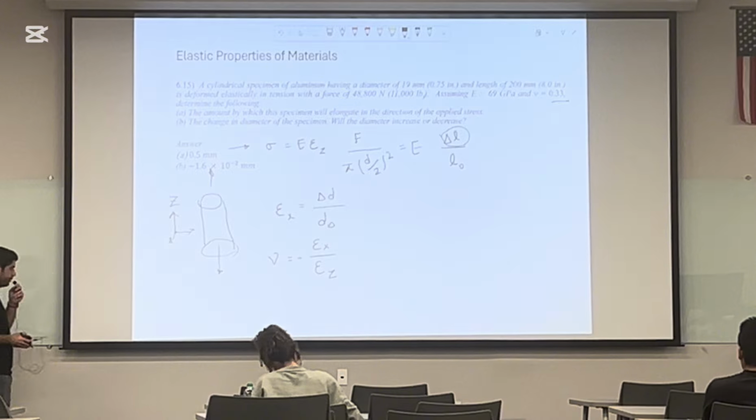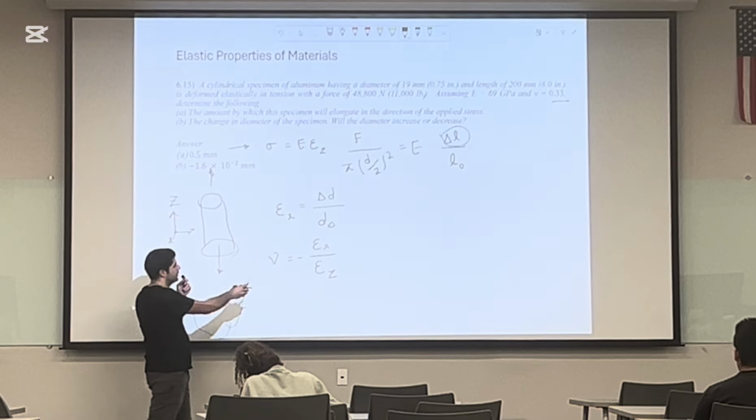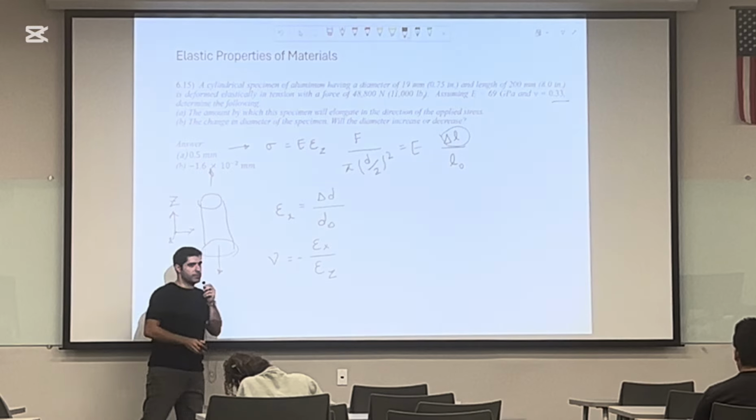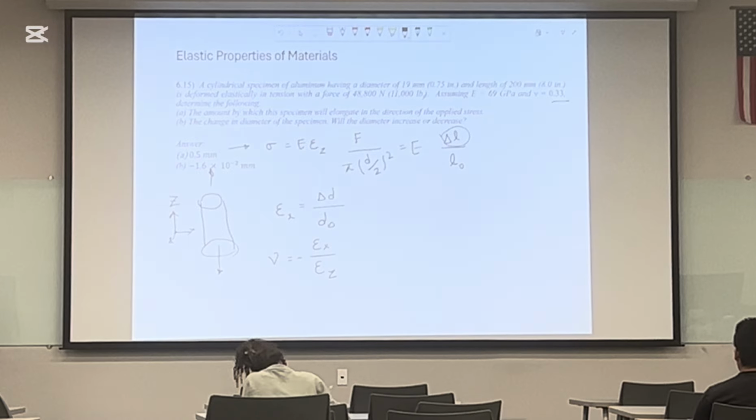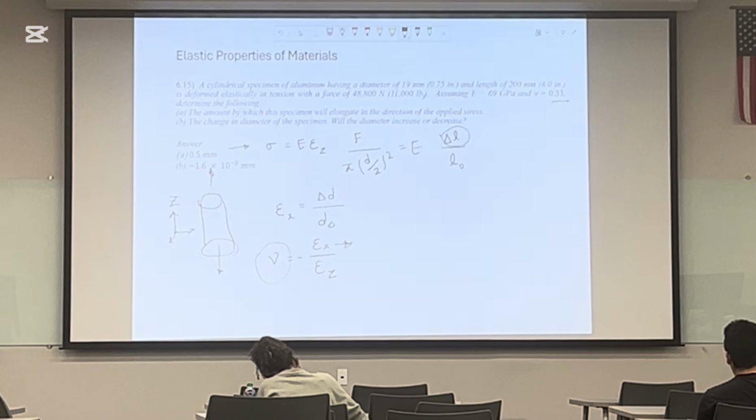So basically, by calculating delta L, we are finding epsilon z. And we're gonna use epsilon z plus the Poisson ratio to find this epsilon x, which is equal to the change in the diameter over the initial diameter. And that's how we solve it.